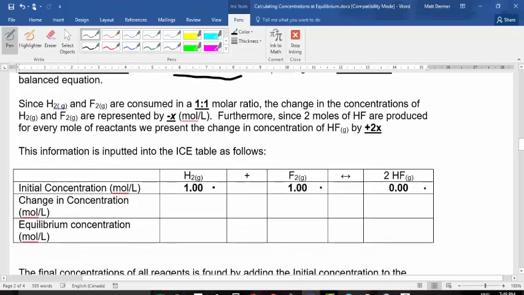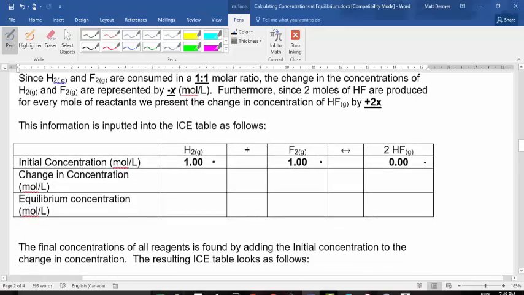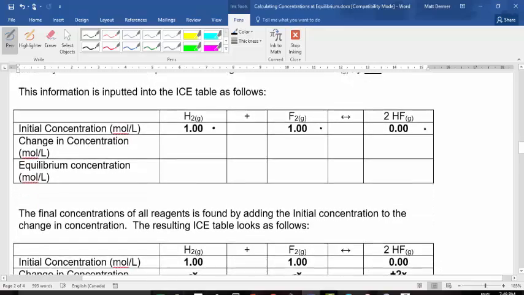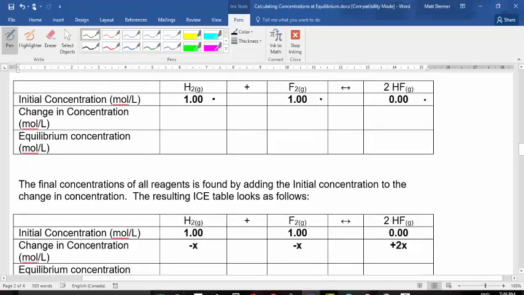So in my change column here, right now, I'm going to put an X for my reactants as well as my products. As well, the coefficient of X will be the same as the coefficients from the balanced chemical equation. So the coefficient of X for hydrogen is 1, the coefficient for fluorine is 1, and the coefficient for hydrogen fluoride is 2. So then how do I come up with the negatives and positives?